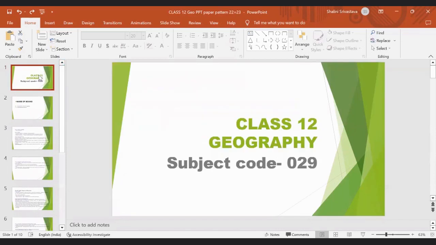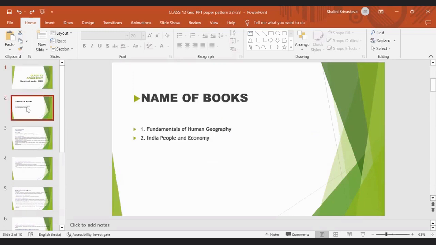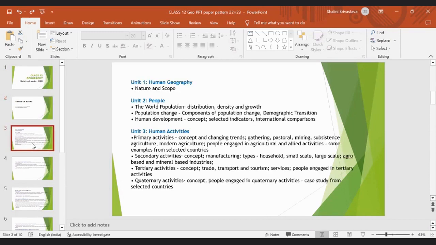Geography class 12th. The subject code is 029 and the time given for the exam is 3 hours. The exam is of 70 marks. In the course, we have two books. Book number one is Fundamentals of Human Geography, and book number two is India, People and Economy. And the third one is the practical book, which is already over in almost all schools.